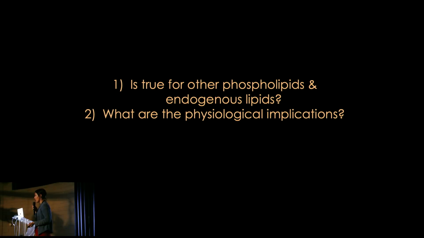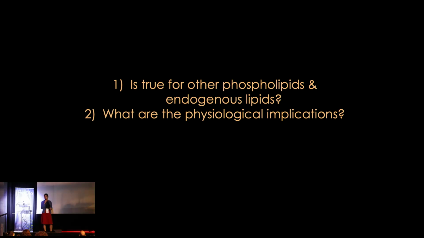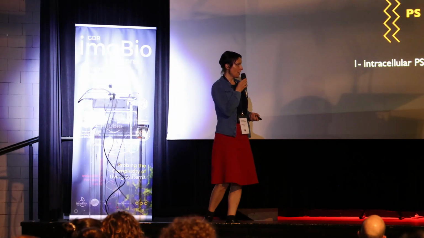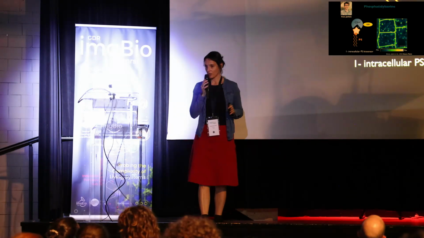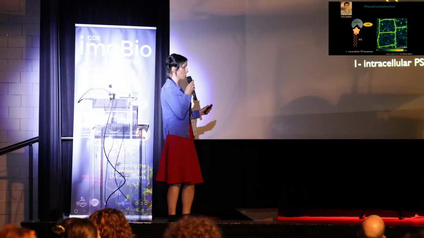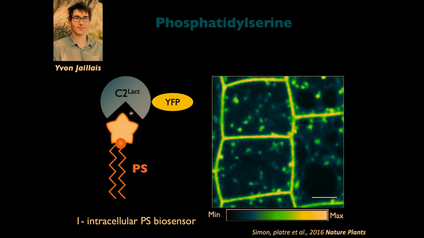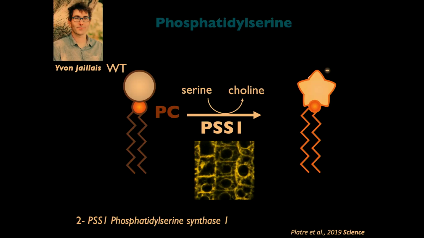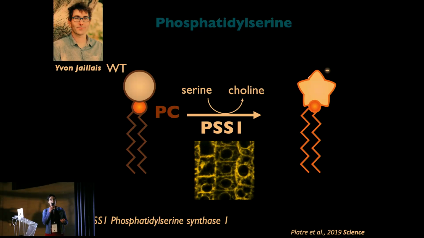Okay, good. What about other phospholipids and endogenous lipids, and why does it matter at the end of the day? So for that, we focused our attention on another lipid, phosphatidylserine, for several reasons. We can visualize it within the cell. These are tools that Yvon Jaillet's lab has been developing. Through a sensor, we can recognize the phospholipid and image where PS is within the cell. And we also know the enzyme that synthesizes PS.